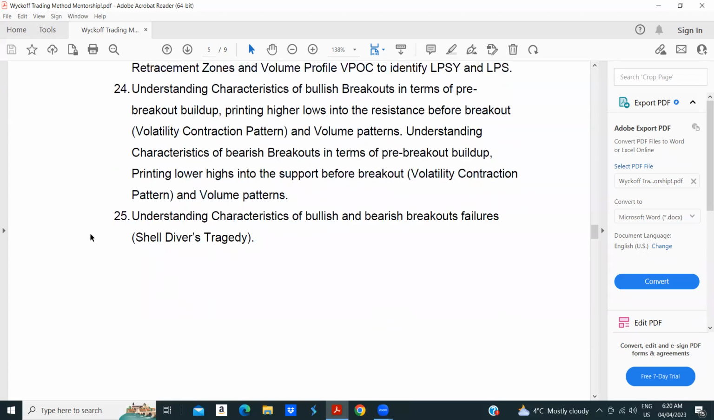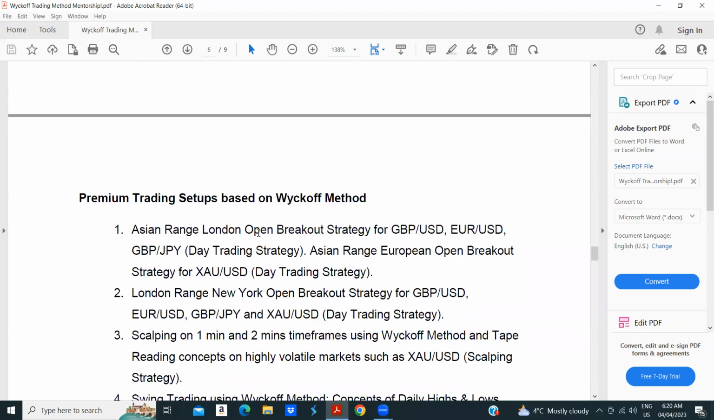Okay. We will understand the characteristics of bullish and bearish breakout failures. We call this the shakeout trap in terms of the Wyckoff terminology.